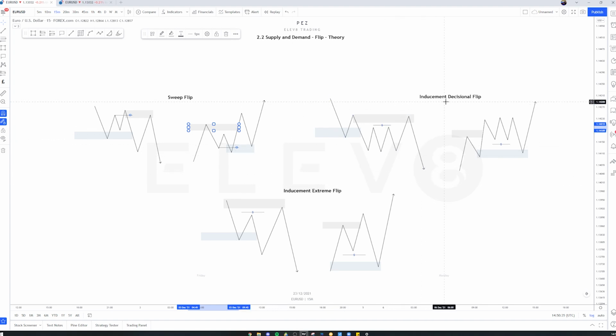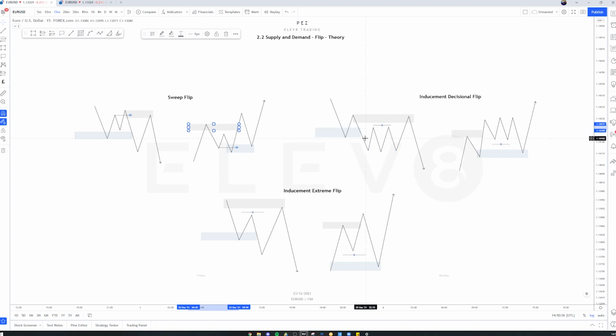Then moving on, we can see we've got the inducement decisional. This is where we tap into demand, come up, and demand fails. What this leaves behind is a supply here. And whether we want to use this supply or not is based on the liquidity that's generated here.